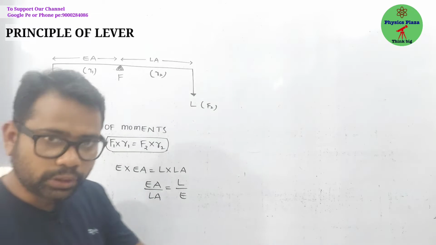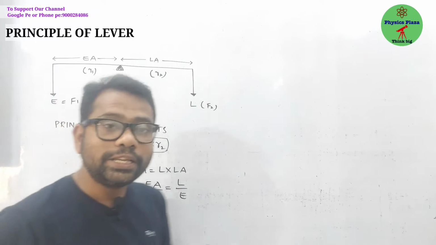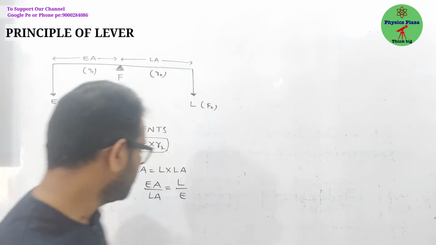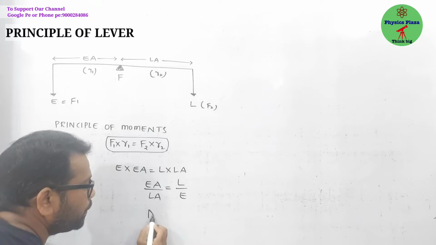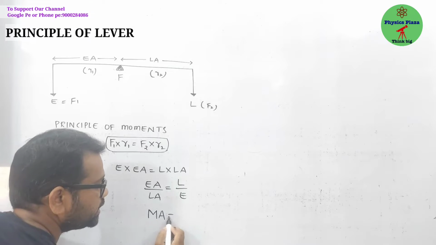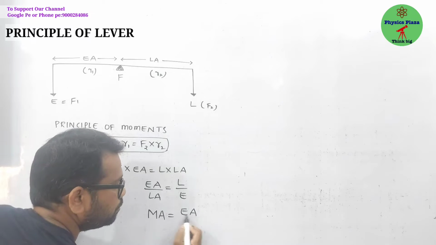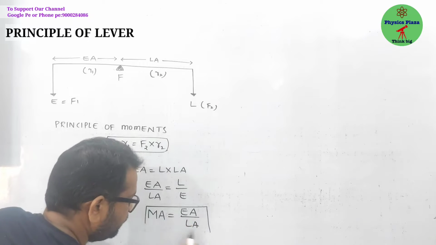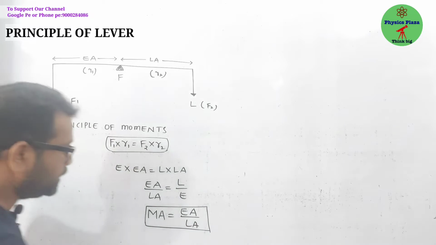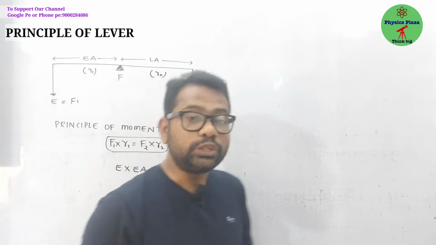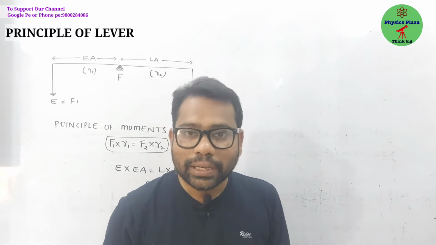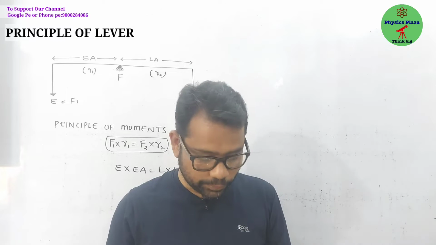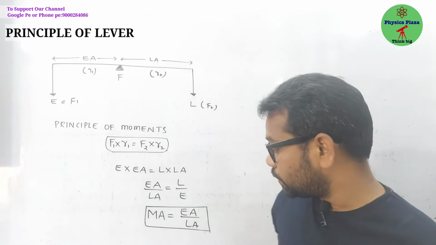Children, already we knew that load by effort is called mechanical advantage. So finally we got here mechanical advantage is equal to effort arm by load arm. So this is a formula which we will be using to calculate the mechanical advantage of a given lever. And here one more importance is there for this formula, children.